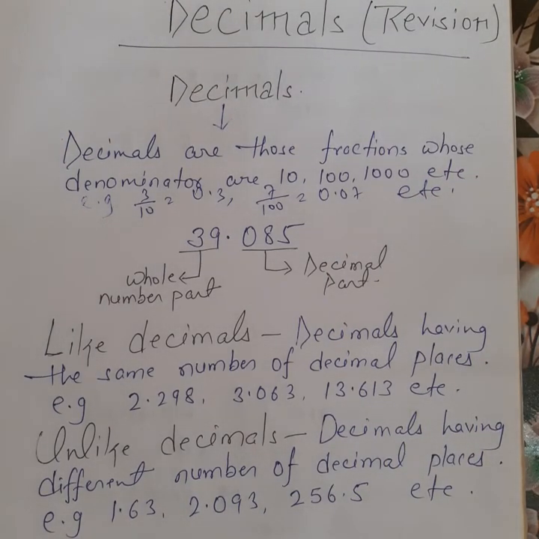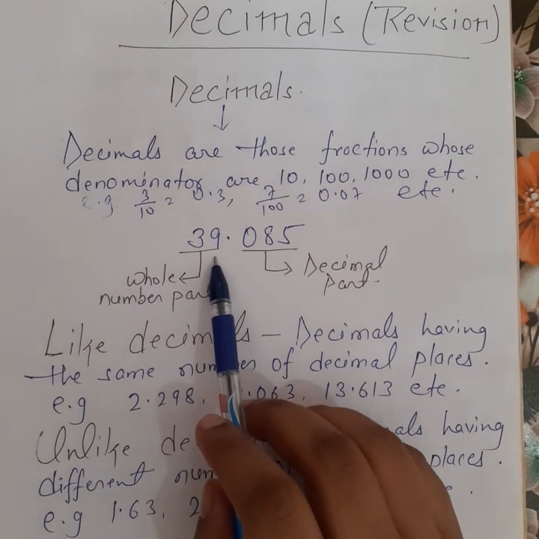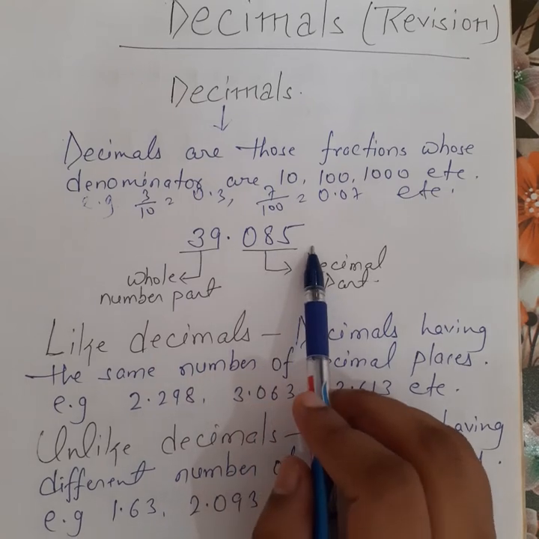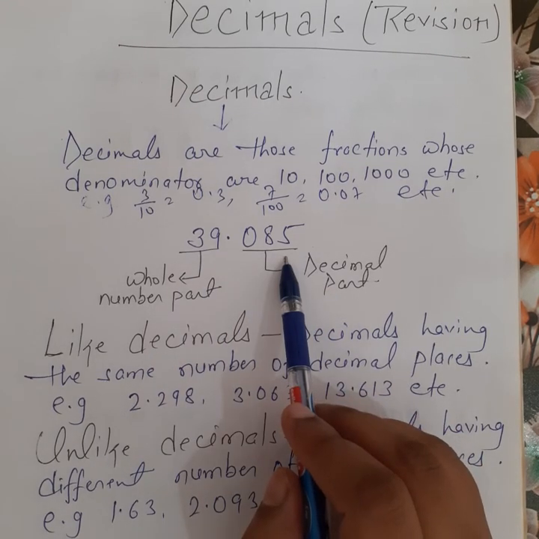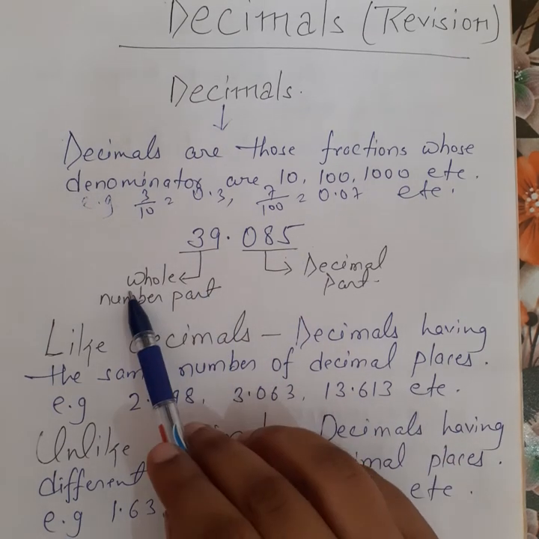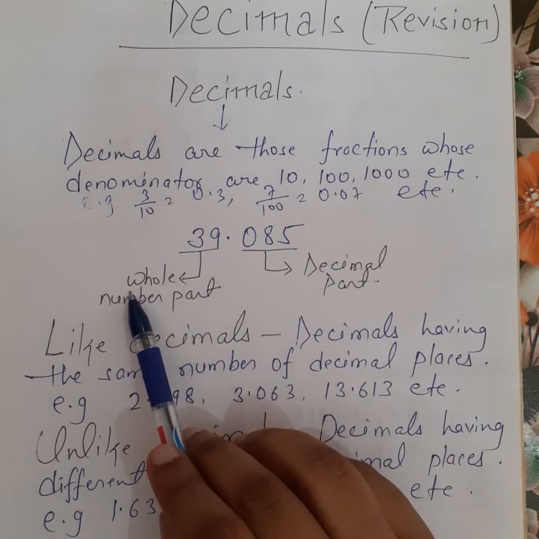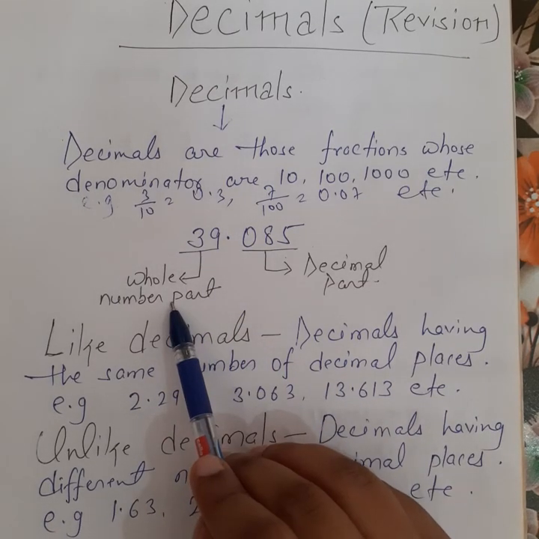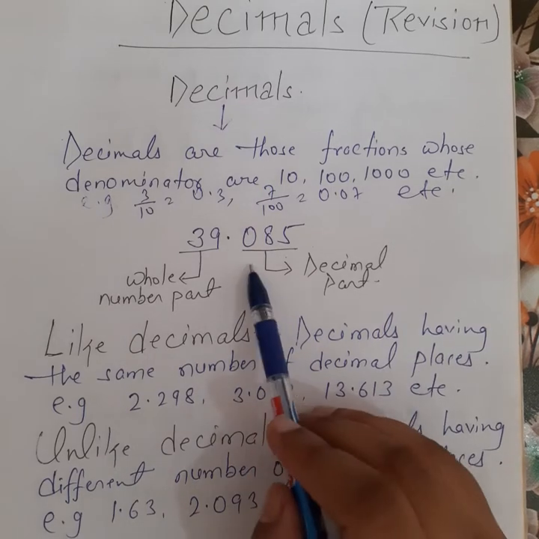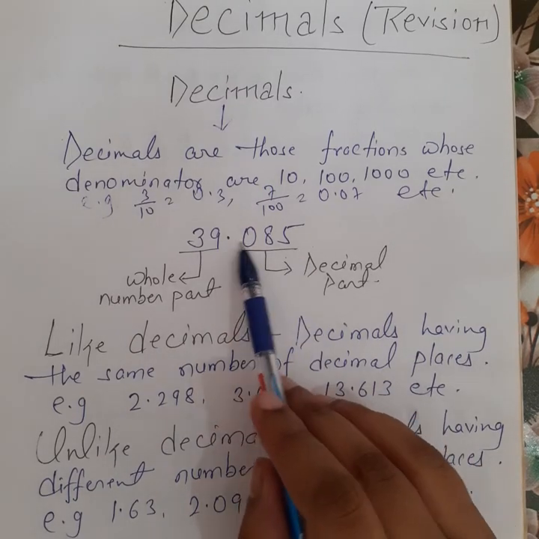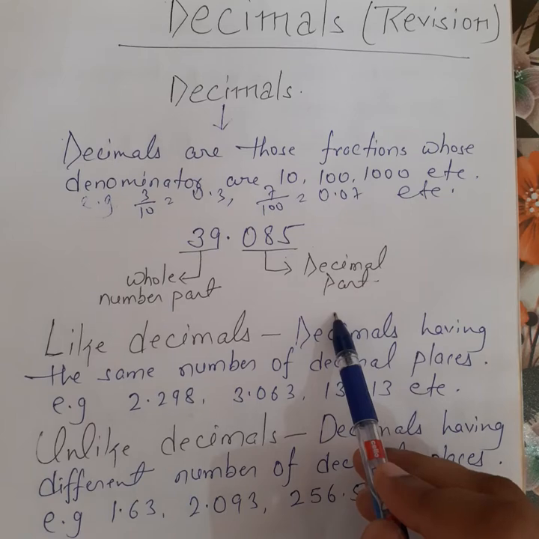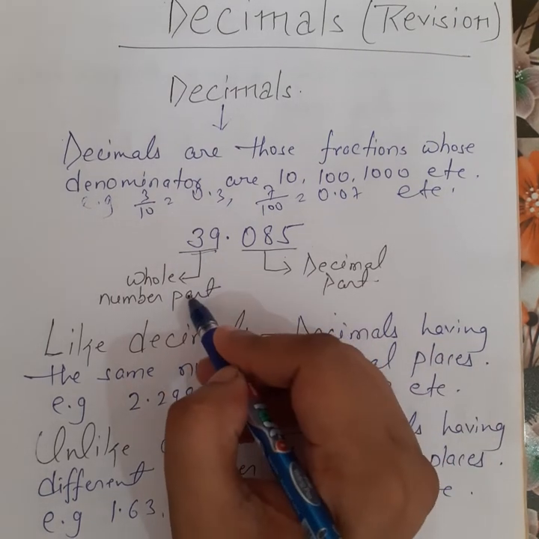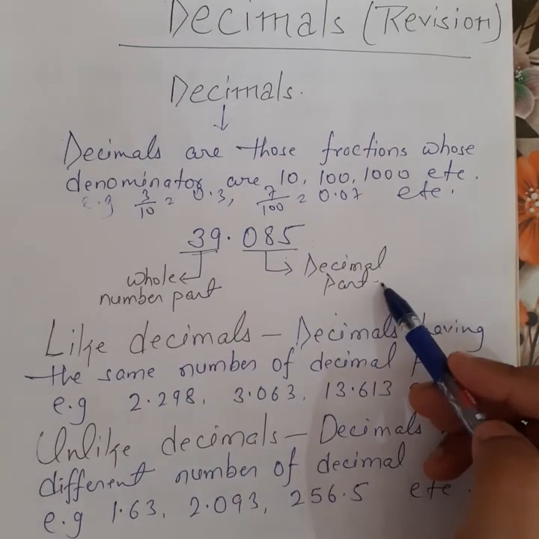Now students, a decimal has two parts. For example, in 39.085, all decimals have two parts. The first is the whole number part. The number which is written before the decimal point is called the whole number part, and the digits which are written after the decimal point are called the decimal part. This is the whole number part and this is the decimal part.